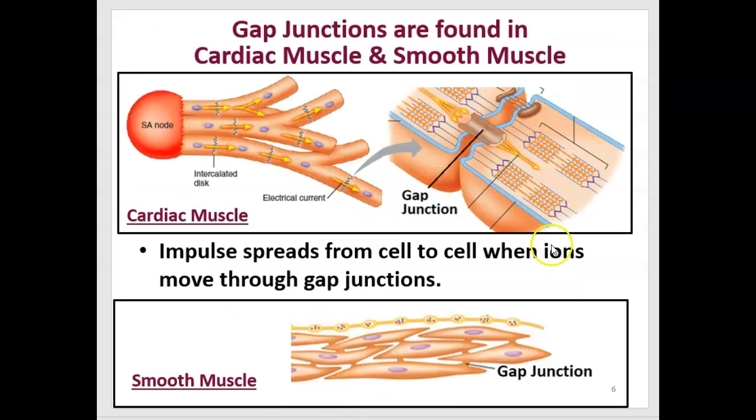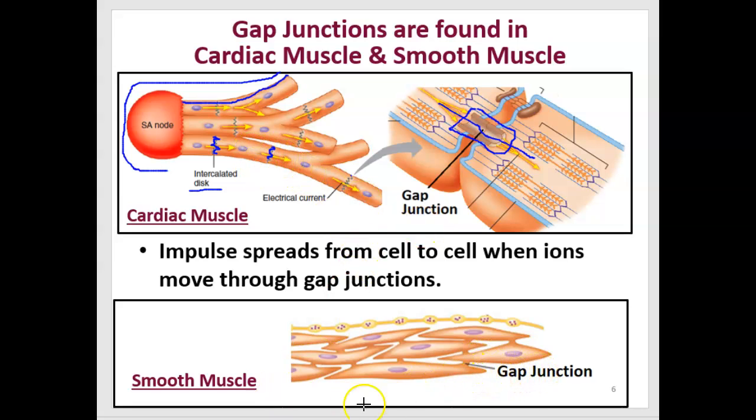Now, we talked about intercalated discs in cardiac muscle tissue, which this is the SA node with a few cardiac muscle cells, and the intercalated discs are right here. Okay, there's a number of them. They're at the ends of each cell. Within the intercalated disc is a channel that we call a gap junction. And this gap junction allows the spread of electrical current between cells very quickly.